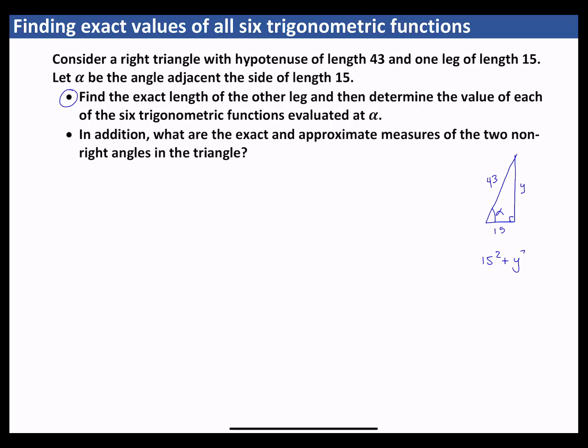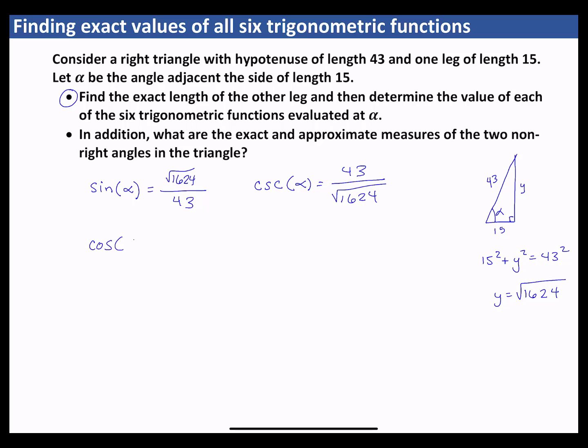15 squared plus y squared equals 43 squared using the Pythagorean theorem. So when we work that out, we end up with y equaling the square root of 1,624. And so we know that the sine of alpha is going to be the opposite, the square root of 1,624, divided by the hypotenuse. And then by definition, the cosecant of alpha will be the reciprocal, the hypotenuse divided by the opposite side.